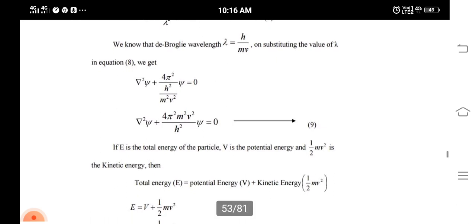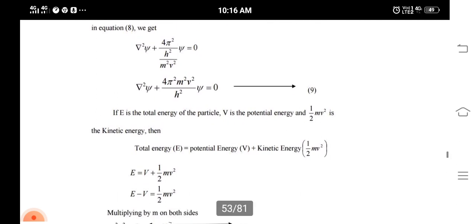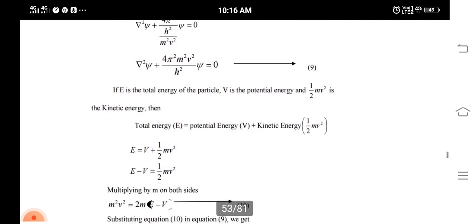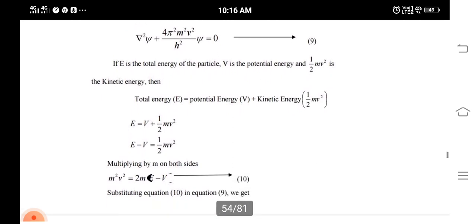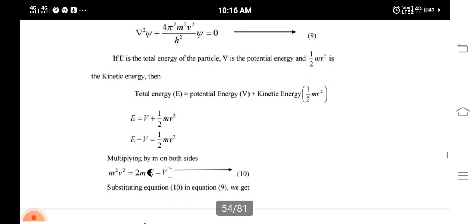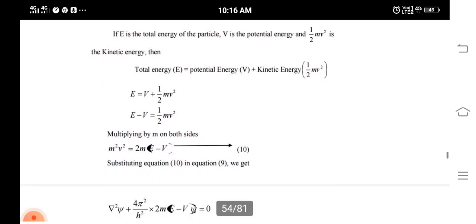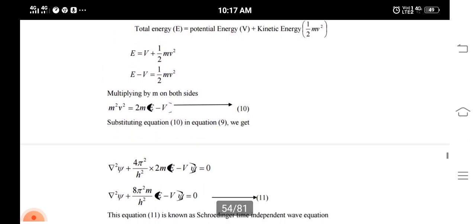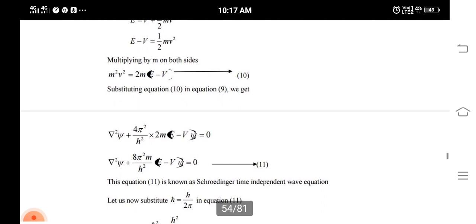Total energy is equal to potential energy plus kinetic energy. So E − V = ½mv². Multiplying by 2m on both sides, we get m²v² = 2m(E − V). Here we substitute the value in equation number 9, and we get ∇²ψ + (4π²/h²) 2m(E − V)ψ = 0. So ∇²ψ + (8π²m/h²)(E − V)ψ = 0.